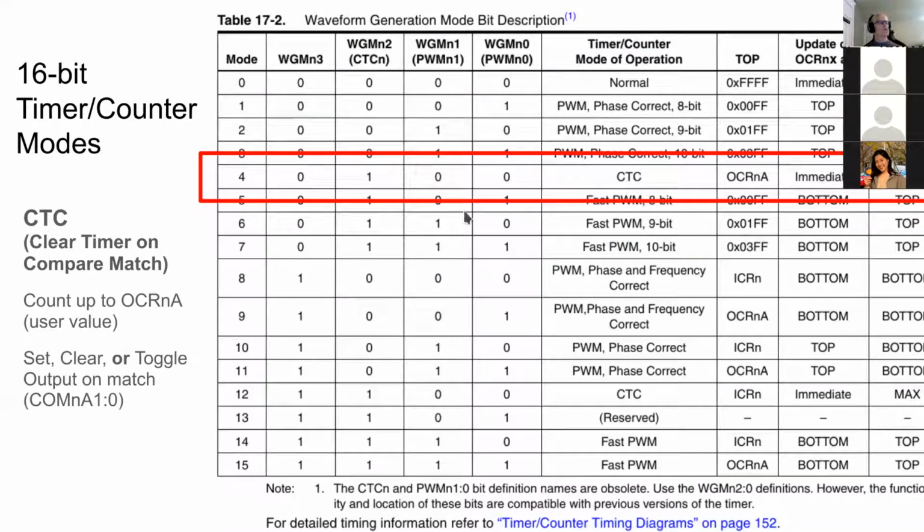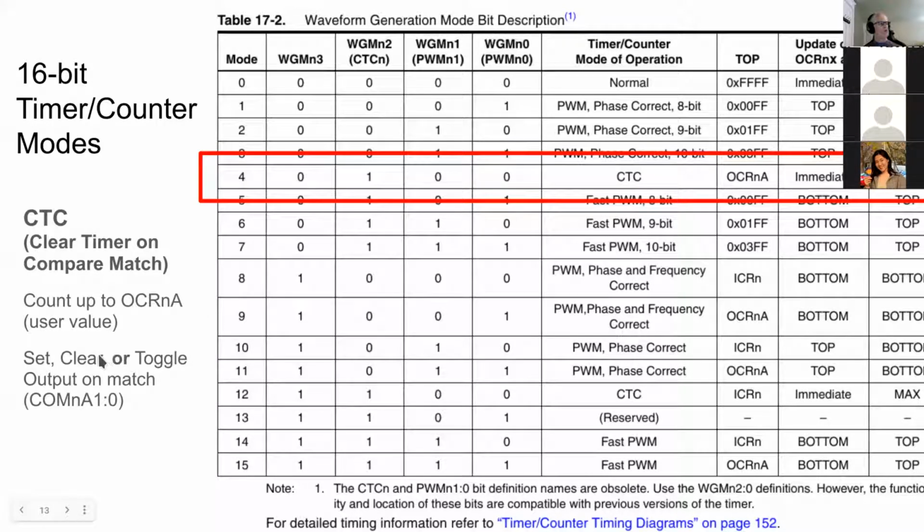Here's another mode called CTC, which means clear timer on compare match. Clear timer on compare. We're going to probably recommend that you use this mode. So here, the top of the counter is set by you. You program a value into this register OCR nA.